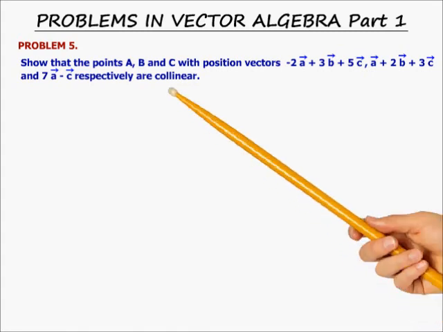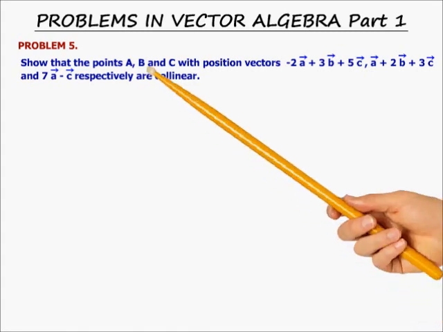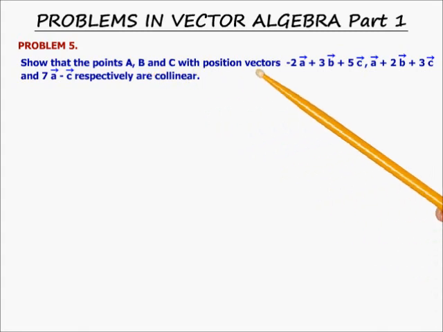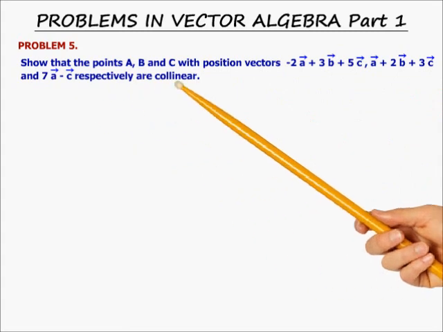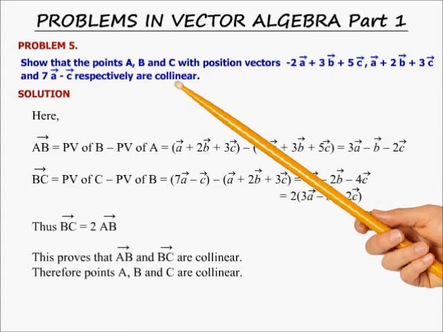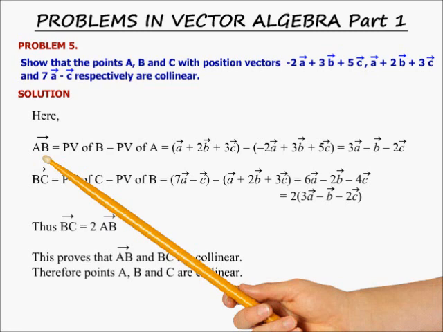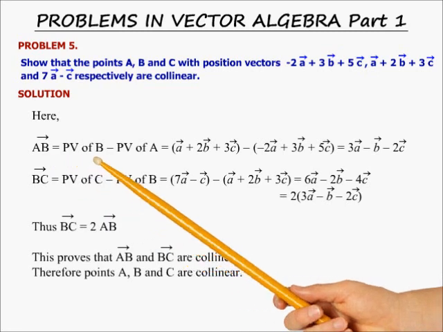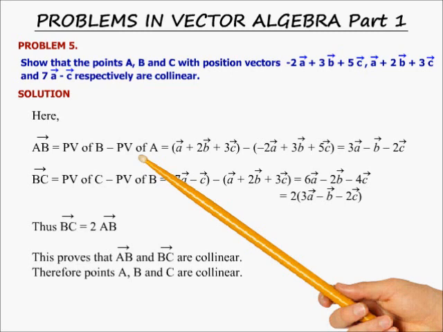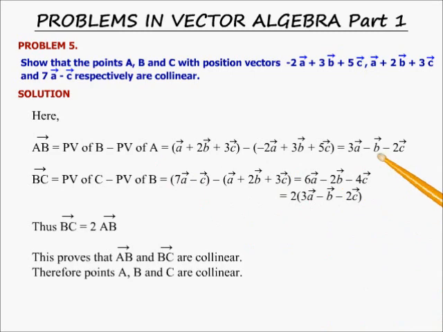Now let's come to the next problem. In this problem, there are 3 points A, B, C. The position vectors of these points are given. We have to prove that they are collinear. To prove this, we will first find vector AB. What is vector AB? AB is position vector of B minus position vector of A. And we calculate it, and we find that vector AB is equal to 3A minus B minus 2C.